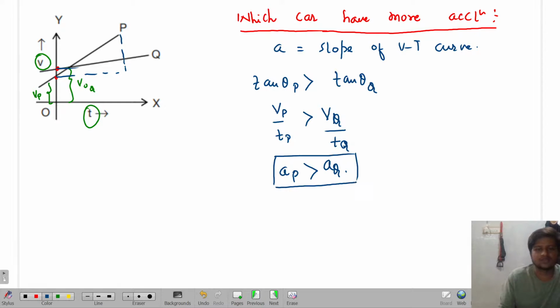Understood or not? Although P had less initial velocity as compared to the Q car, P is moving faster because it has a greater acceleration. Understood? Guys, understood or not? Radha, Sneha, understood?